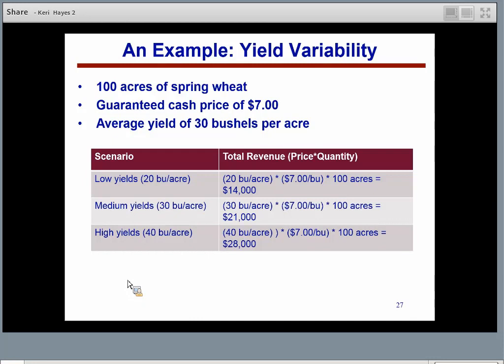And we can see here, if we're getting 20 bushels per acre, so that low yield scenario, over 100 acres, then our revenue is $14,000. We see the difference between that and the medium yield, right? We're $7,000 off our revenue, and that's just 100 acres right there. So you can see how yields can also be a pretty big driver in profit risk or profit variability, okay, whether we have low, medium, or high yields.